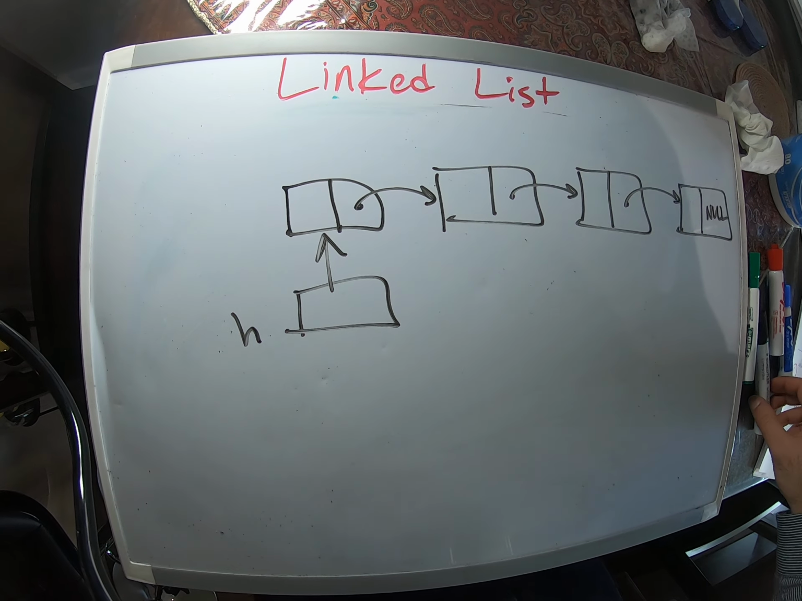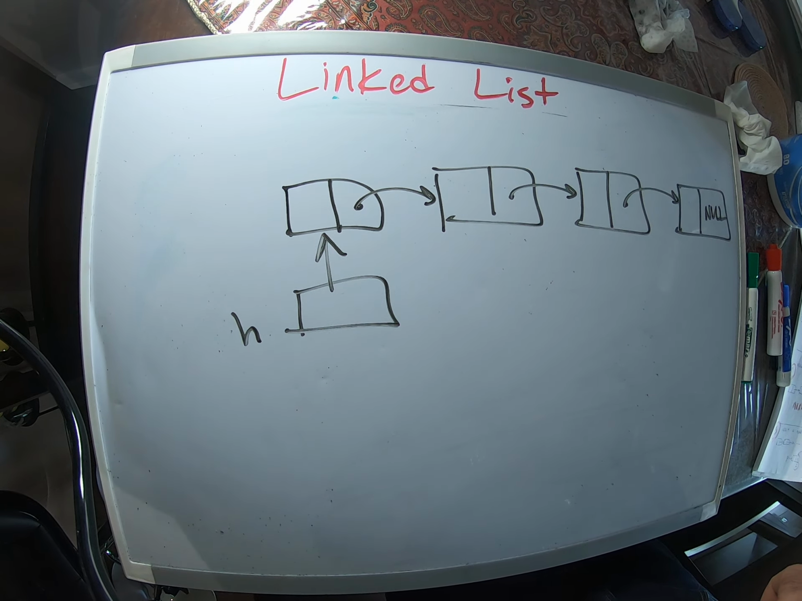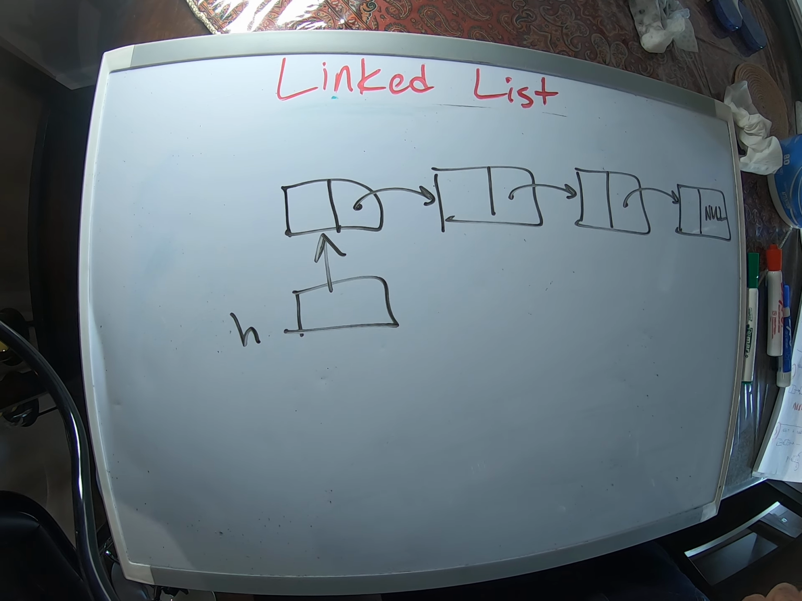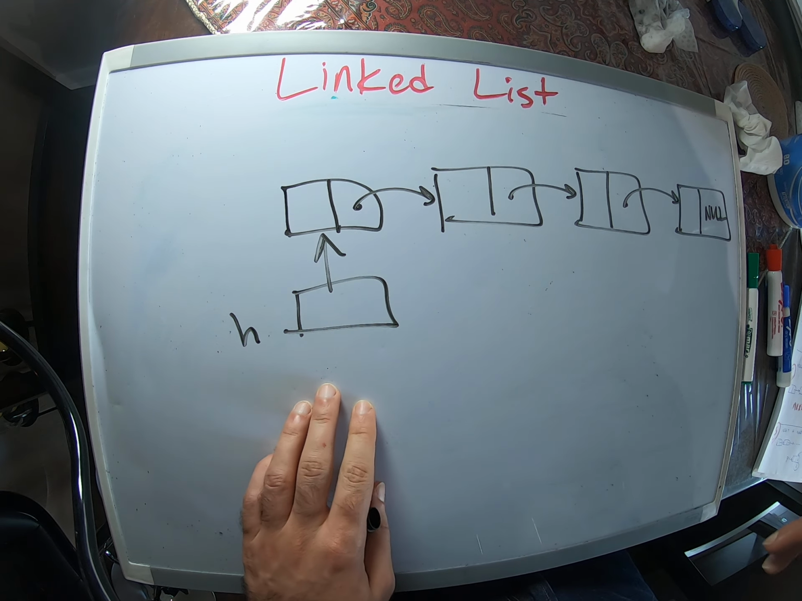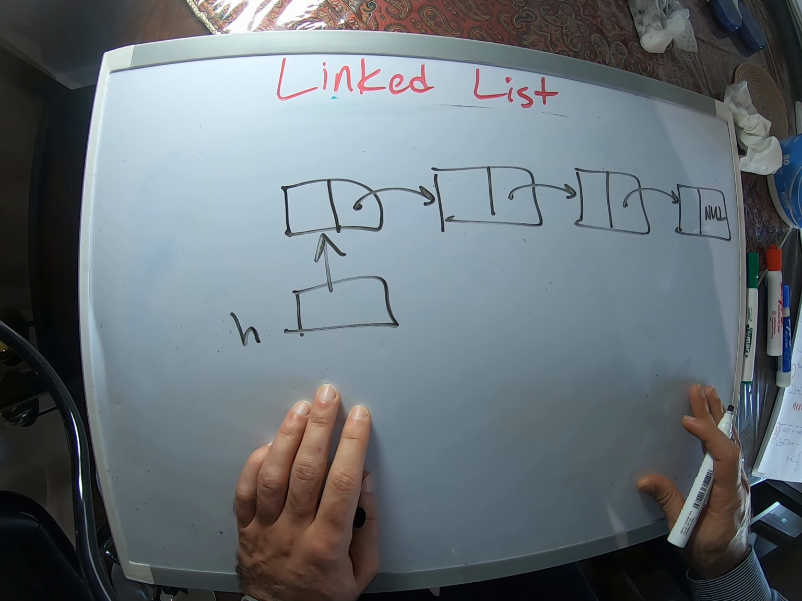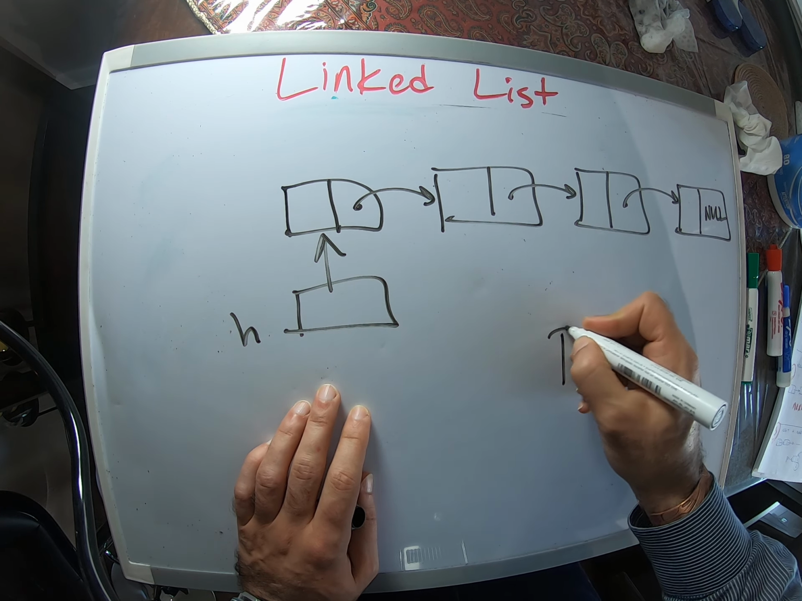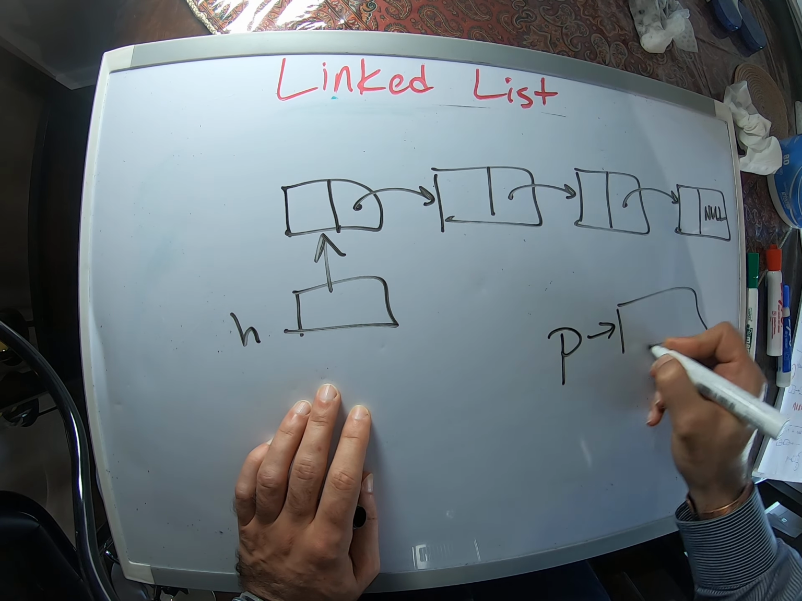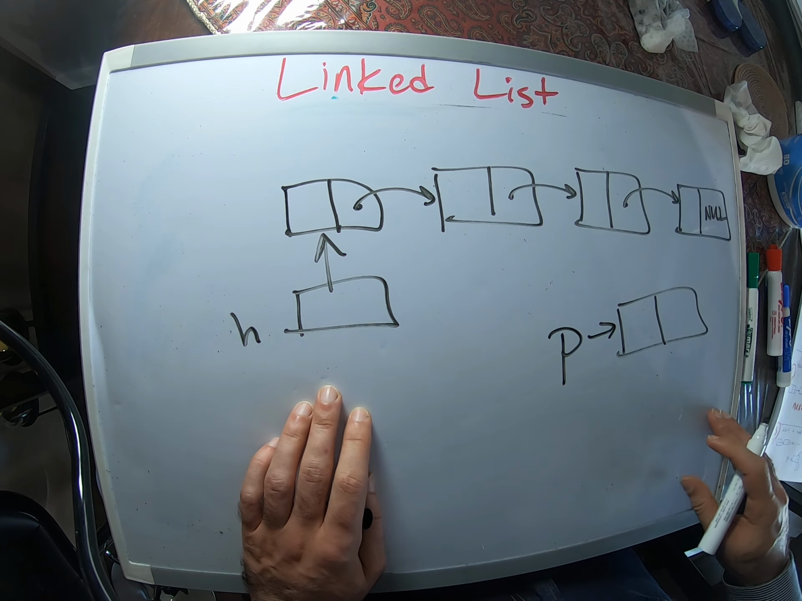Okay, so what we want to do now, let's say we have a linked list and we want to insert a node in this linked list. The first thing we want to do is allocate that node. Let's say this is the node that we want to insert in the linked list.